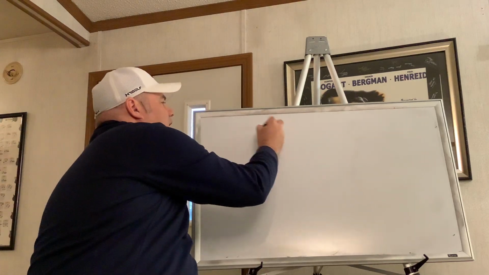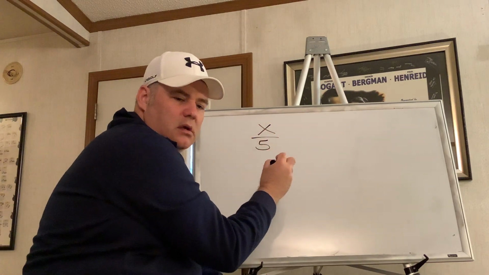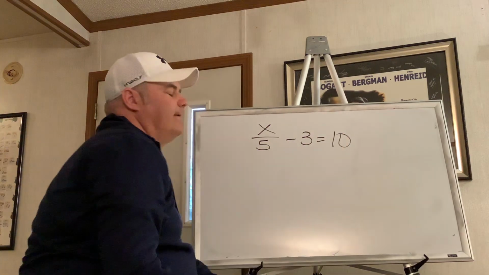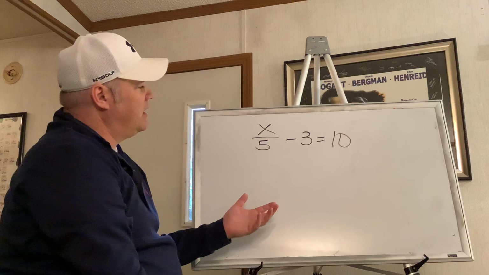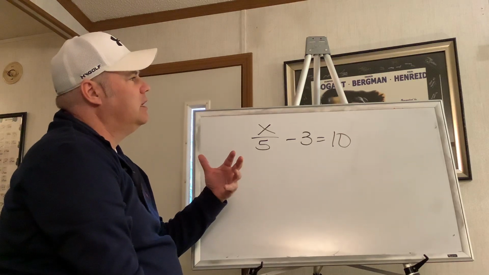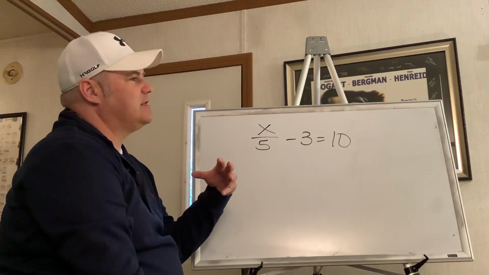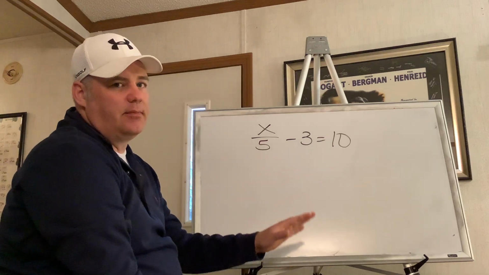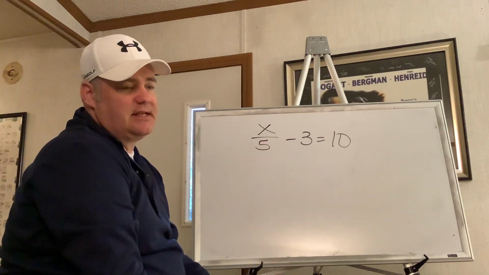So x over 5 minus 3 equals 10. Okay. Now this one, it's not as imperative, like you're not going to have fractions in the problem. And you could do any order on any problem. We're trying to find the easiest way.